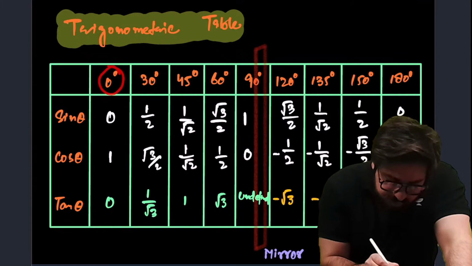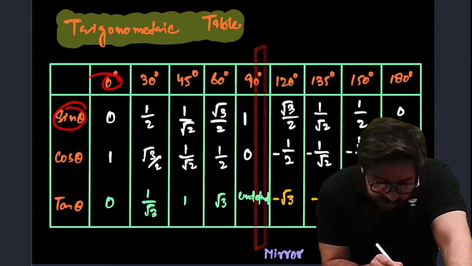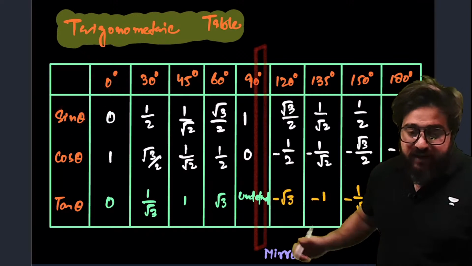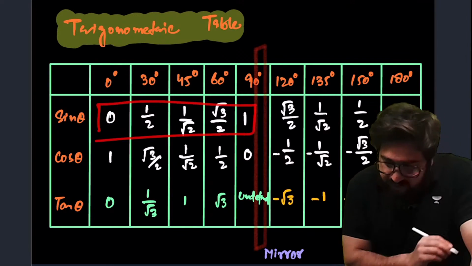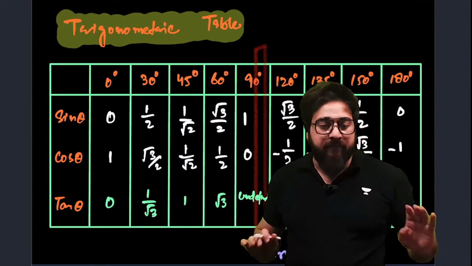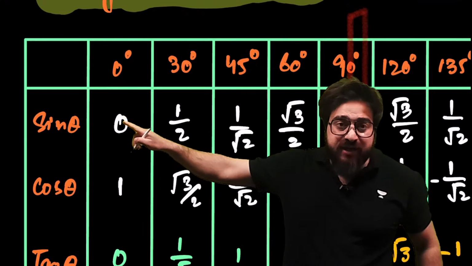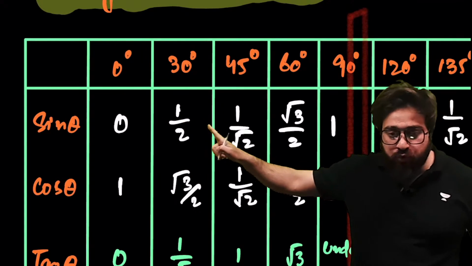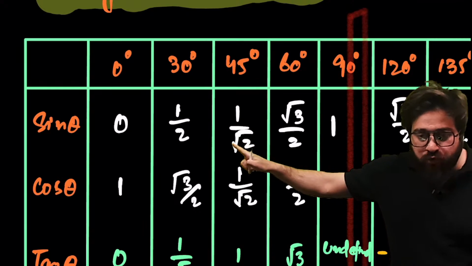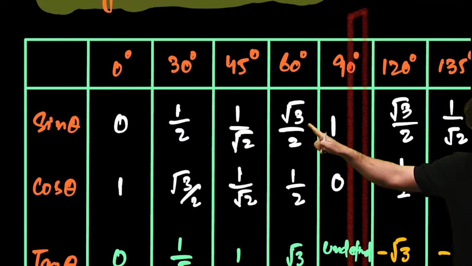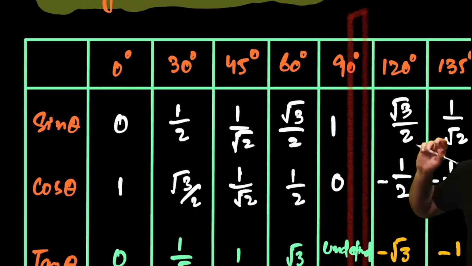When it comes to 0 degree, sine 0, you have to remember this. First, you will write this particular line over here. You have to remember this line. If you have got sine 0 is 0, you will write 1 by 2. At 45, you will write 1 by root 2. At 60 degree, you will write root 3 by 2. At 90, you will write 1.